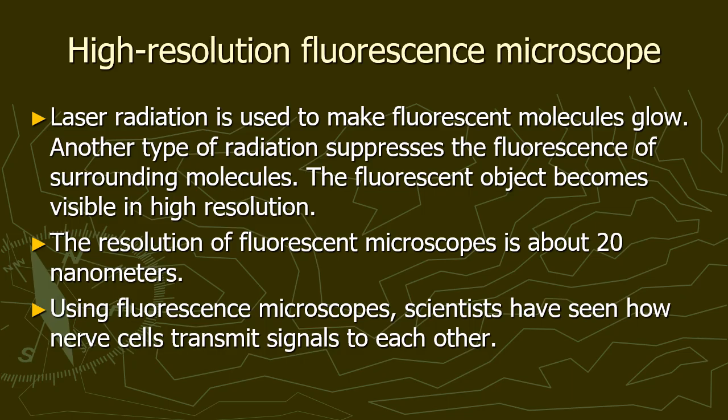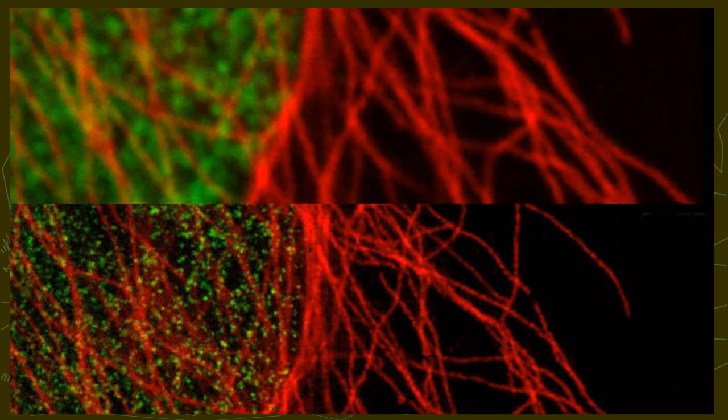With the help of this microscope, we also obtained an image or could see how nerve cells transmit signals to each other. And in this case, we can observe living objects using a high-resolution microscope. Also here we have a difference shown, that is, at the bottom, we have an image obtained by an ultra-high-resolution microscope. At the top, a conventional fluorescent microscope.